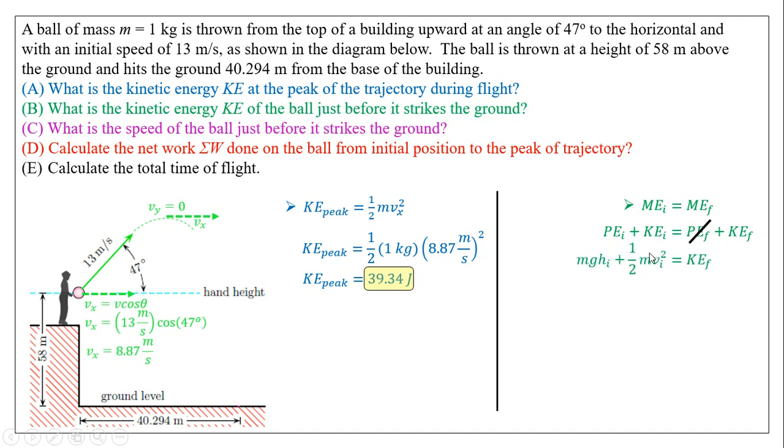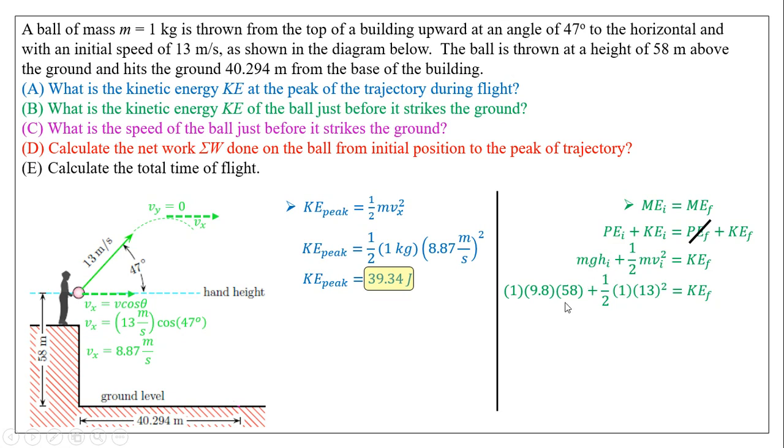PEi equals mghi. KEi is just 1/2 mvi squared. And then KEf I'm going to leave as is because part B asks you to find the kinetic energy. So I need to just keep KEf as is. I don't need to break it up. Here, everything is given. Mass is 1. g is a positive 9.8 because this is energy, so it's a scalar quantity. So we want to use a positive 9.8.